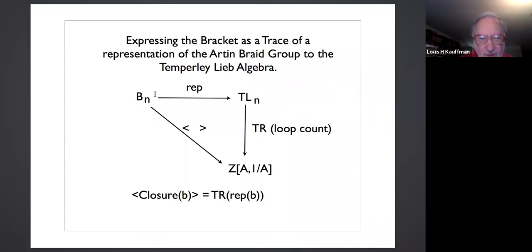And so you factor the state expansion and the delta count in this way, from braids to Temperley-Lieb algebra, from Temperley-Lieb algebra to the evaluation ring, and the bracket is the composition of those two. I'll perhaps talk about that in more detail next time, but that now parallels the form in which Jones originally defined the polynomial.